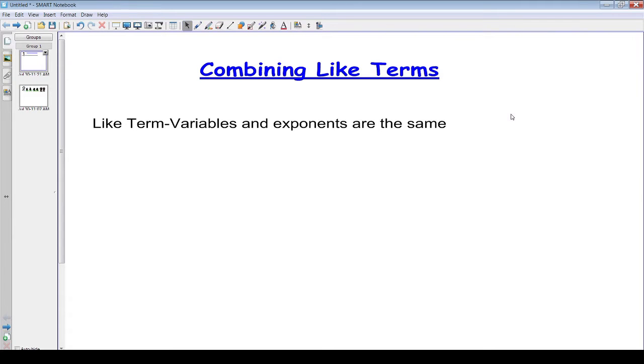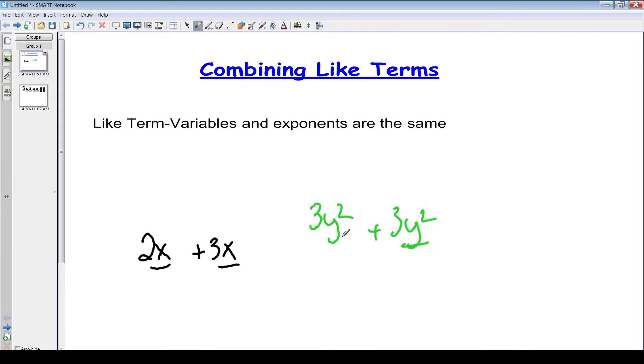So first, what do I mean by like terms? A like term is when the variables and the exponents are the same. For instance, if I say something like 2x plus 3x, the variables, our single x, are the same. The same goes if I said something like 3y squared plus 3y squared. The y squareds are the same, so you can combine those like terms.